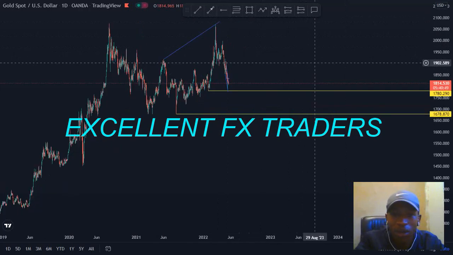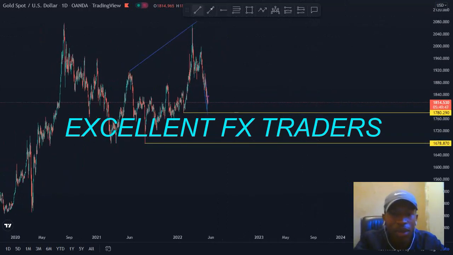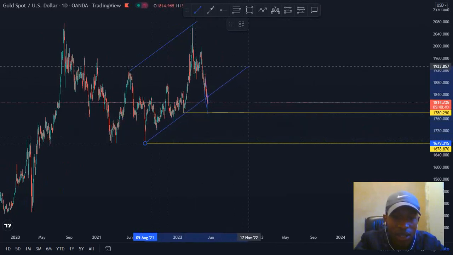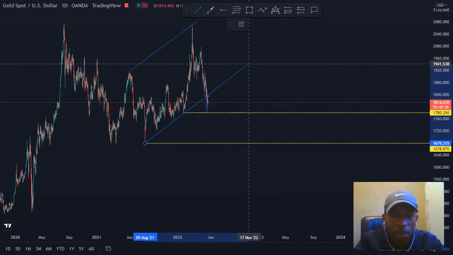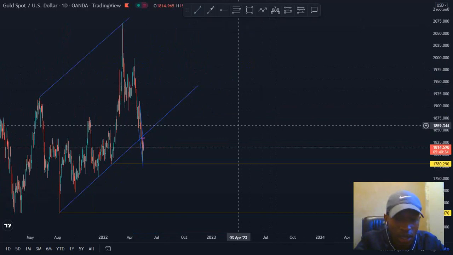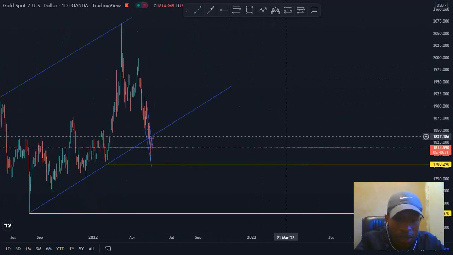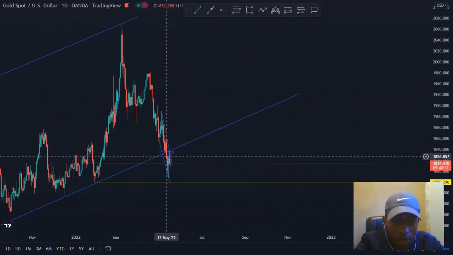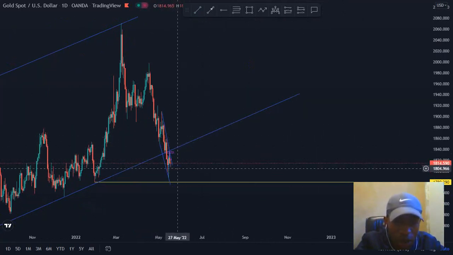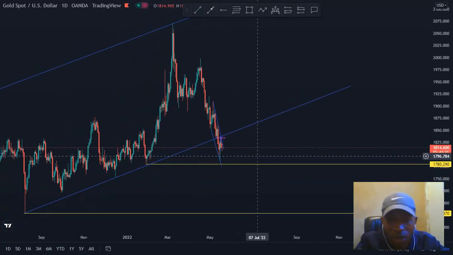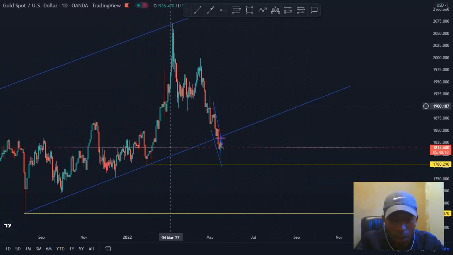So we are on the daily time frame, and just by looking at it, we have an ascending structure. Ascending structures normally break to the downside, and by looking at it, it broke to the downside. Let me just zoom in a bit. It broke to the downside and came back to retest. So now I highly believe that price will shoot to the downside at an appointed time.